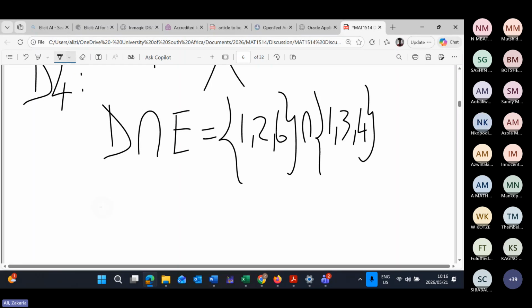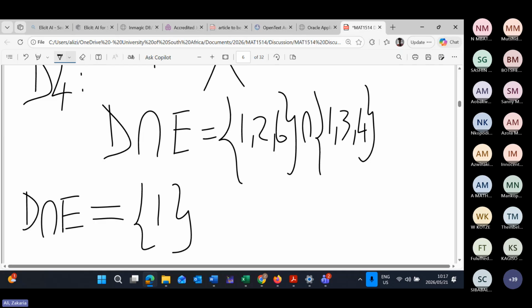So who can tell me what element is in both E and D? Can you see anything that is belonging to both set E and D? What is the number that is belonging to both set E and D? 1. It's 1, sir. Thank you so much. So 1 is the D intersect with E. It gives you the element that is in both. So you discard the rest. You only take the one that is appearing in both sides.